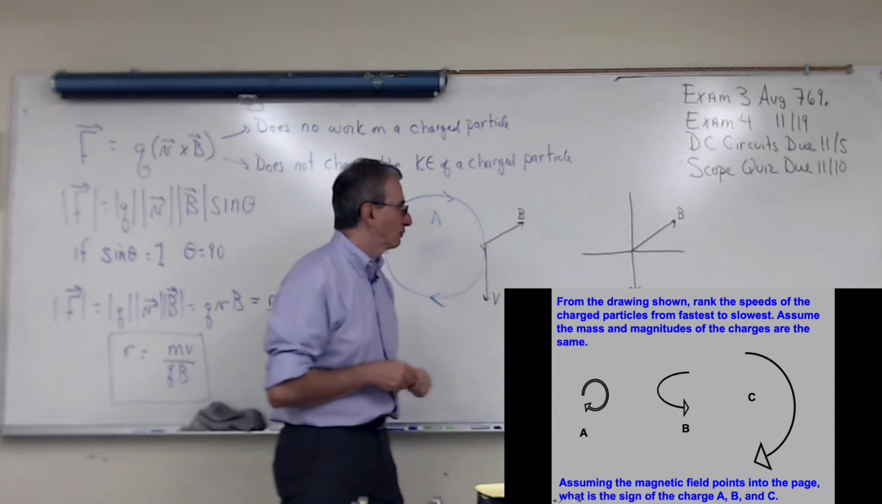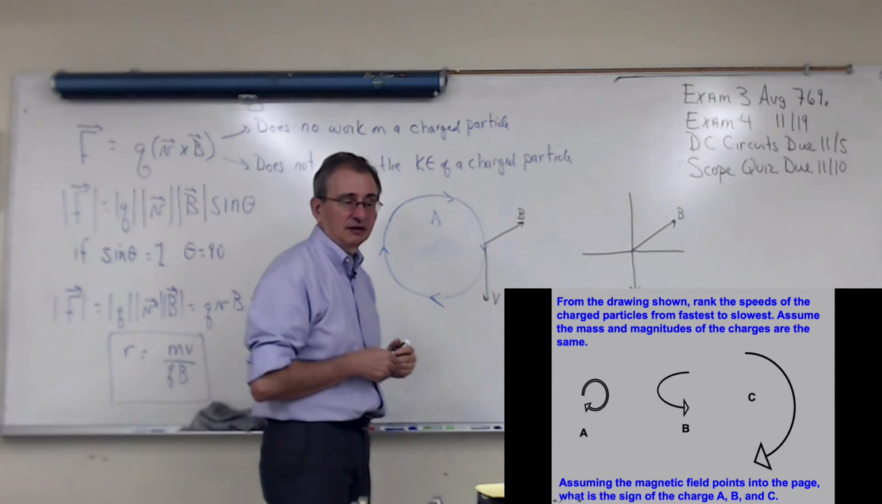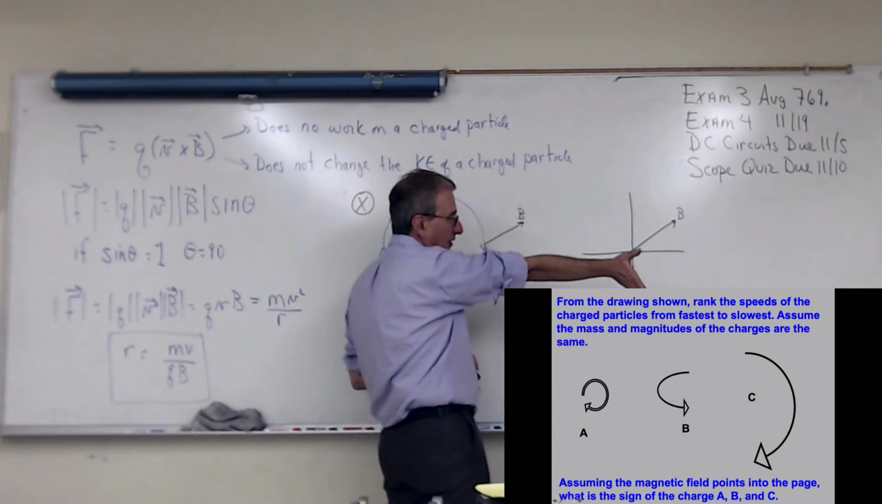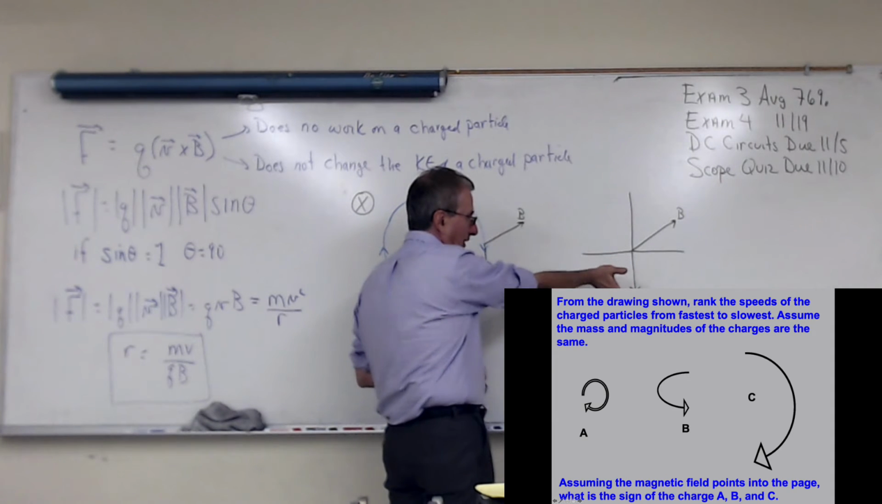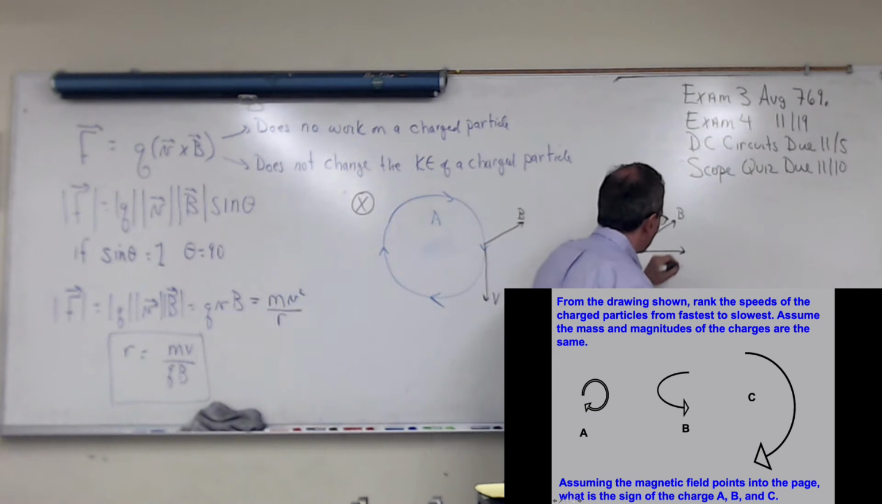If I use the right-hand rule, which way does the force point? Point your fingers in the direction of V. Curl them towards the magnetic field. The magnetic field's into the board, so I have to curl them into the board. My thumb, so it's radially outward.